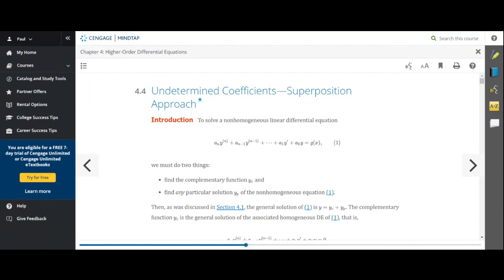Recall that this is the form of a non-homogeneous linear differential equation. So whenever I'm going over things in the book, I don't expect you to take notes on that. Usually it's just sort of conversational.